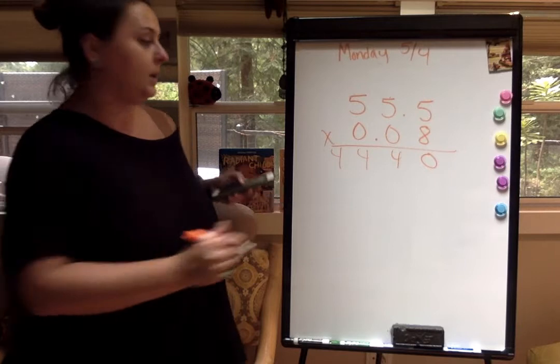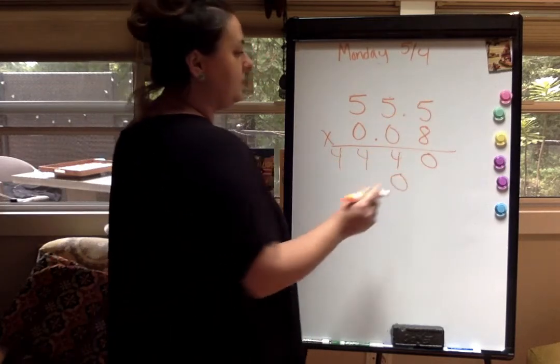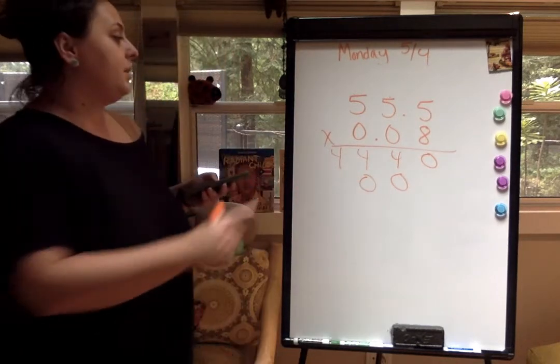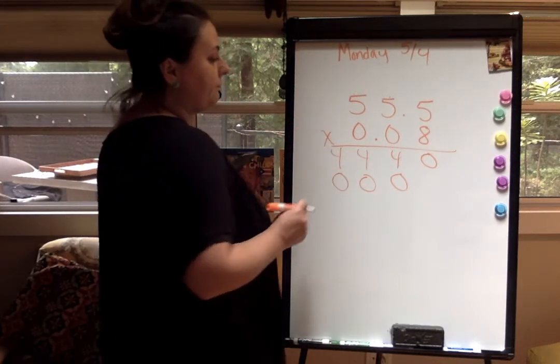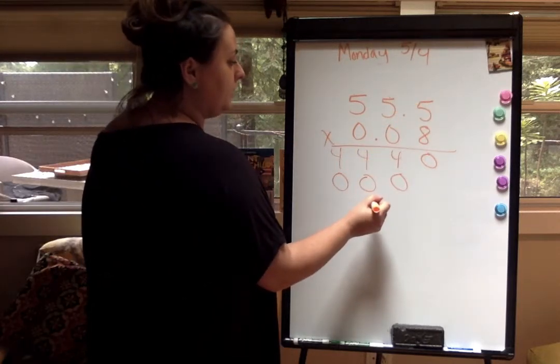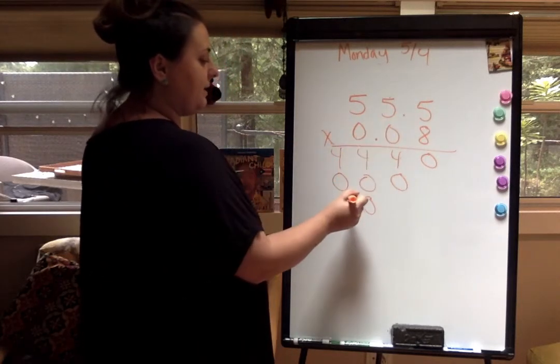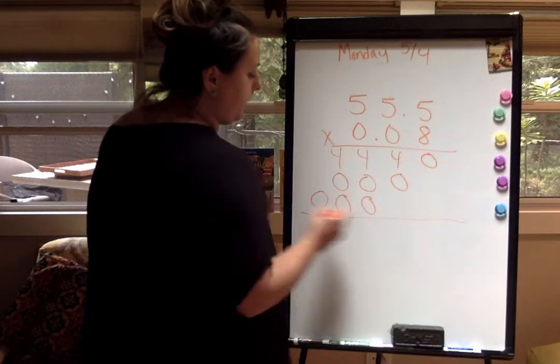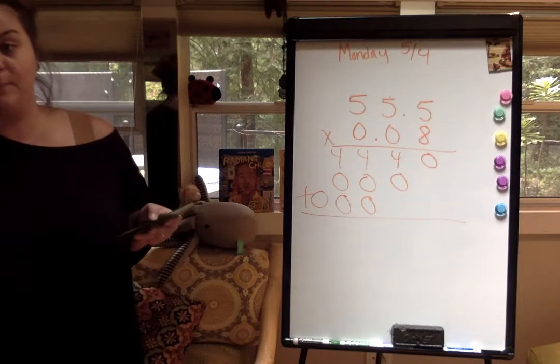Ready? 0 times 5 is 0. Okay? Same thing. 0 times 5 is 0. Go ahead and add those up.